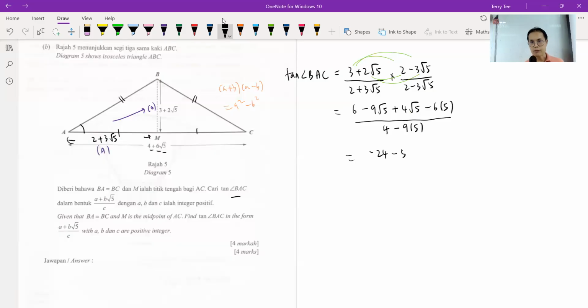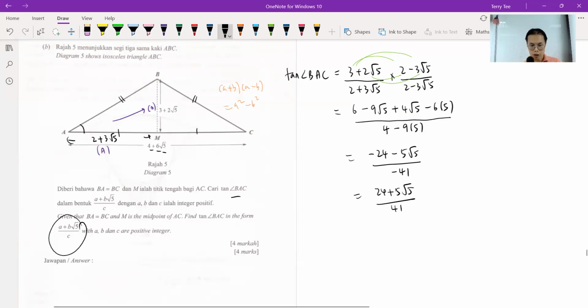So 6 minus 30 is negative 24. Then you minus 5 root 5, divide by negative 41, since 4 minus 45 is negative 41. I think we can simplify them. Divide top and bottom by negative, right? So I will get this. See, your answer must be given in this format. All right, so yeah, (24 plus 5 root 5) over 41.